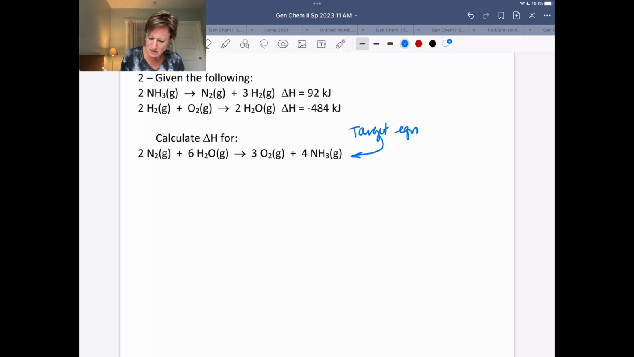So my target equation is here. So I know I need to add everything up to that. I'm going to label these reactions 1 and 2 up here so that we can easily see which one we're talking about when we're manipulating things.